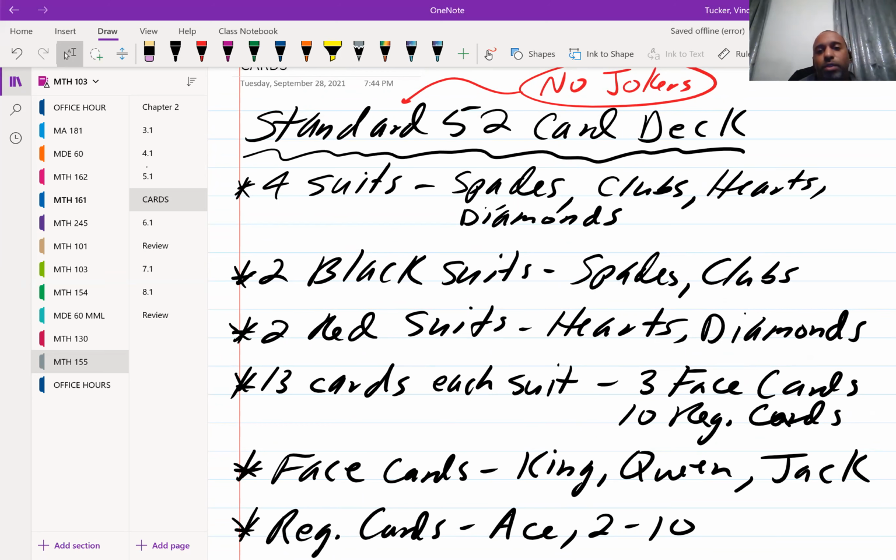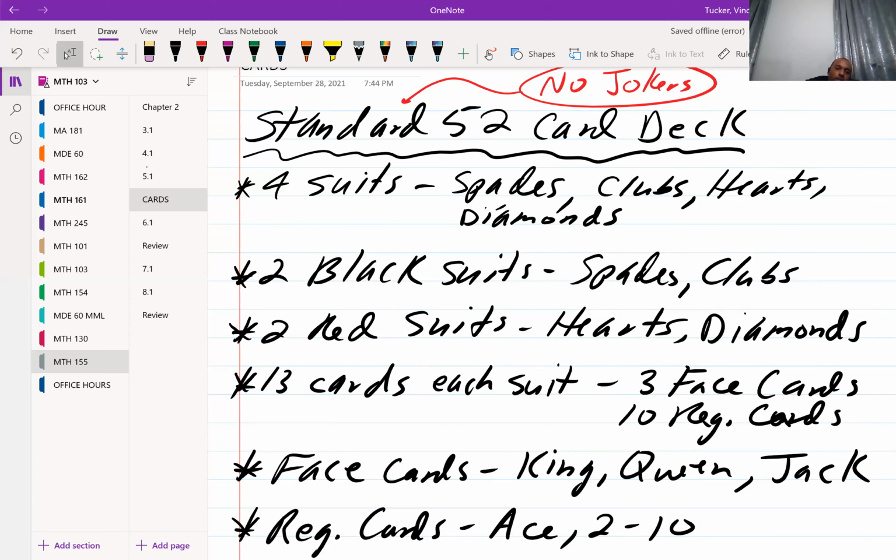So we have 4 suits. We have spades, clubs, hearts, diamonds. 2 black suits, in other words, all of their cards are considered black. So that's the spades and the clubs. Then 2 red suits. All their cards are considered red. That would be your hearts and diamonds.